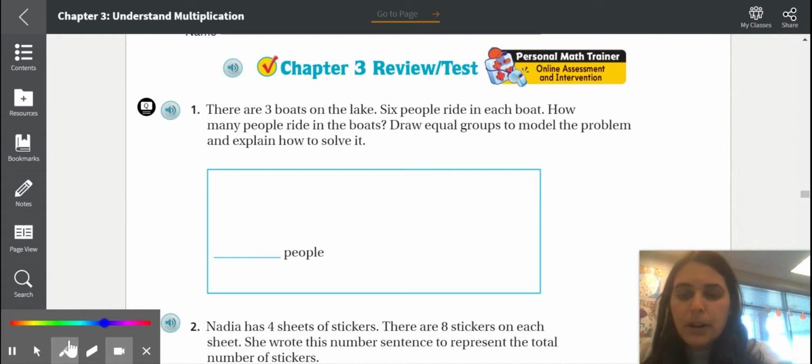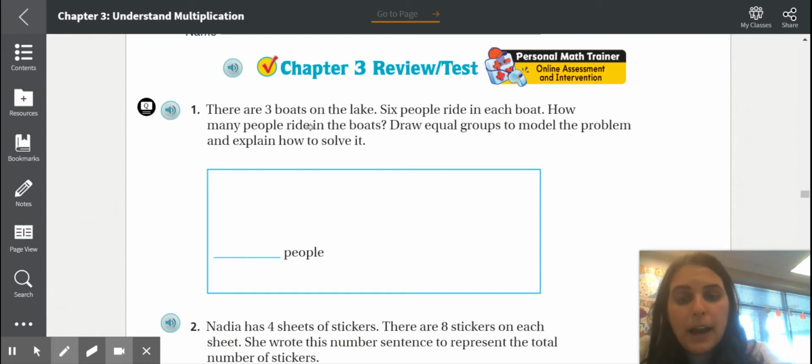Okay, so starting with number 1. There are 3 boats on the lake. 6 people ride in each boat. How many people ride in the boats? Draw equal groups to model the problem and explain how to solve it.